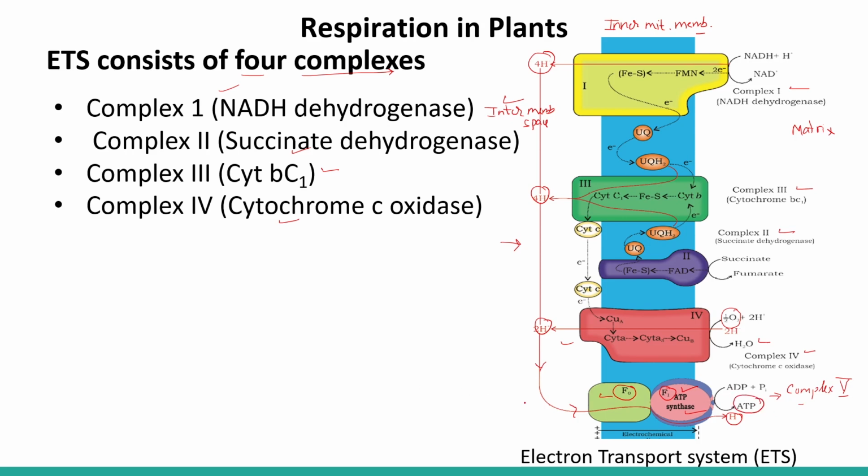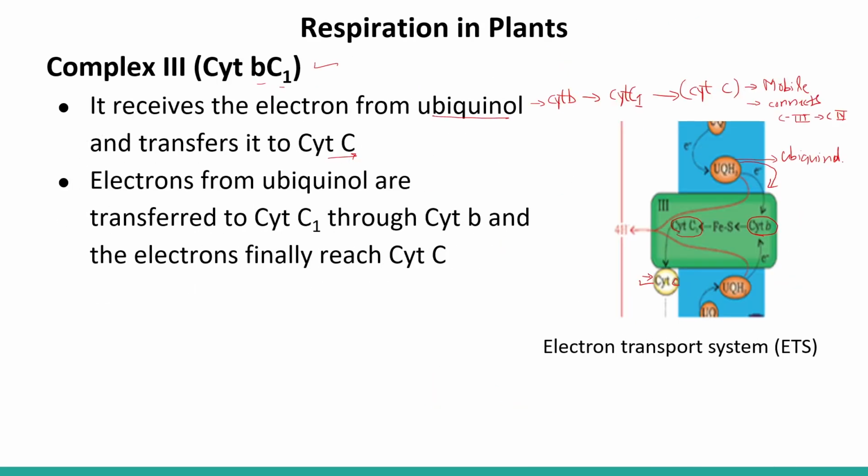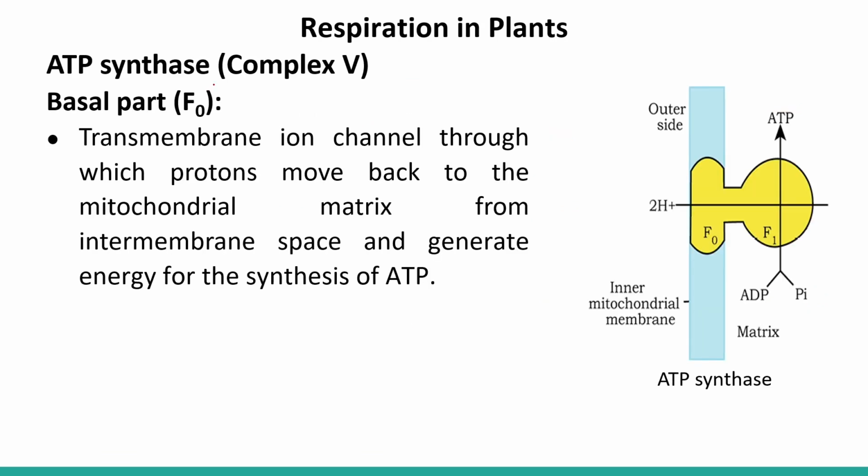Alright, so this is known as chemiosmosis. The formation of ATP by the breakdown of the proton gradient is known as chemiosmosis, and this hypothesis is known as the chemiosmotic hypothesis given by Peter Mitchell. Alright, let's talk about complex 5. Complex 5 consists of F0 and F1. Here you can see there is a breakdown of the proton gradient. Protons move back to the matrix through F0, which is known as the transmembrane channel.